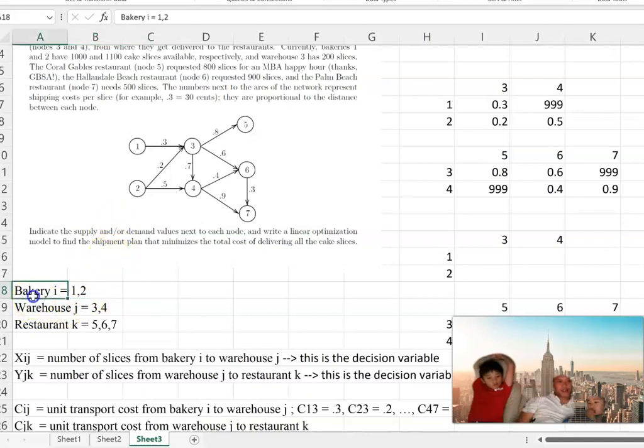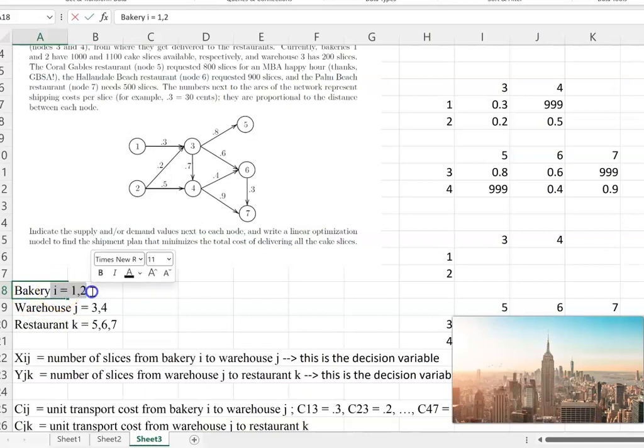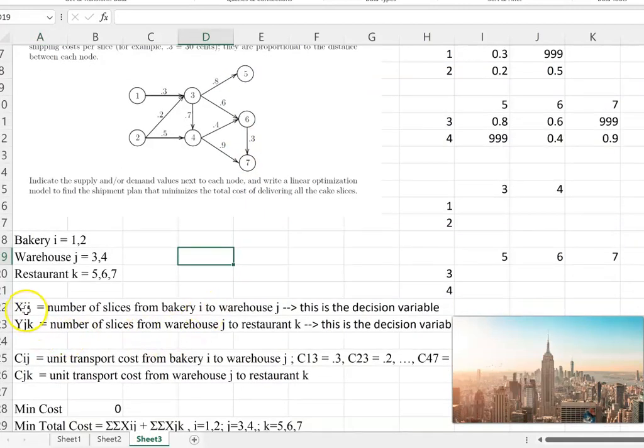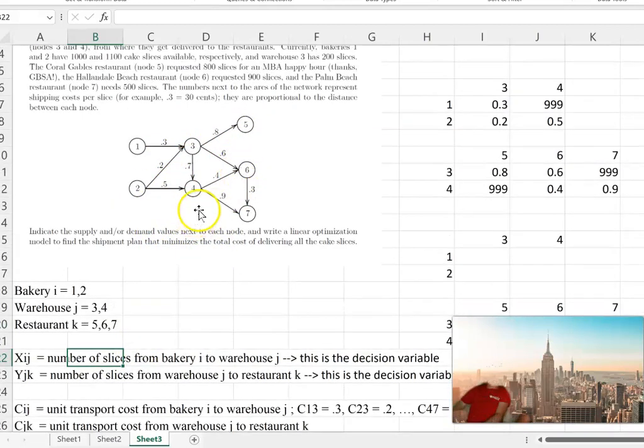Let's say bakery index I takes the values 1 and 2, J is the index for warehouse, which takes the values 3 and 4, and the restaurant has an index K, which has values 5, 6, 7. We define Xij to be the number of slices from bakery I to warehouse J, and Yjk is the number of slices of bread that goes from warehouse J to restaurant K.